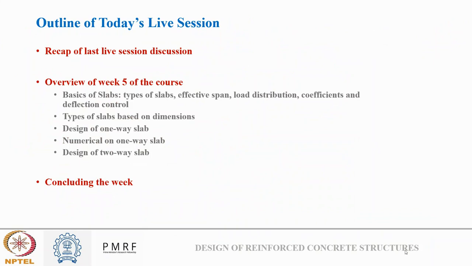So first we'll start with some basic terminologies and their IS 456 criteria regarding slab design. This will include effective span, load distribution, bending and shear coefficients, and deflection limits. Then we'll discuss different types of slabs based on dimension. In this, we will dig deep into discussion about one-way slab design, and we'll see a numerical on it. And then we will talk basics about design of two-way slab, and finally we will conclude the week.